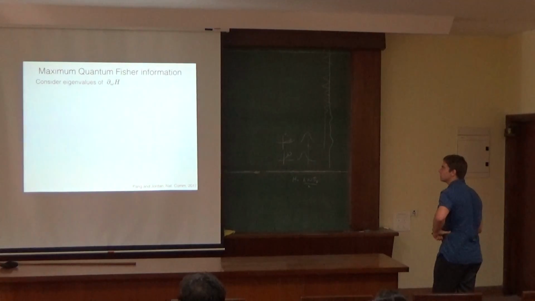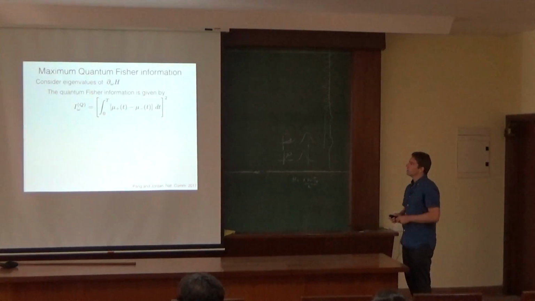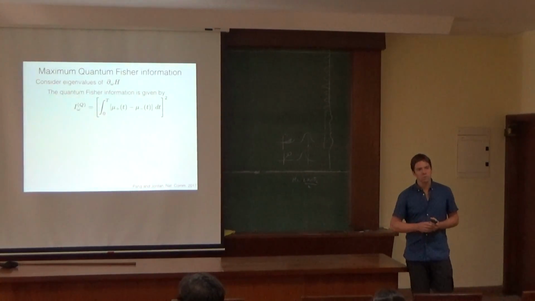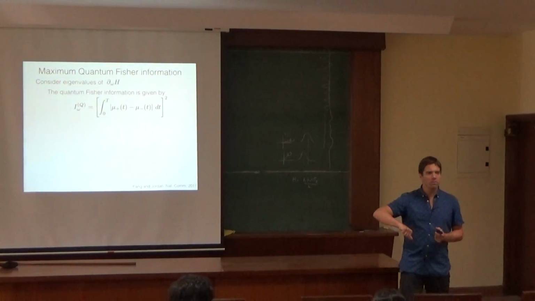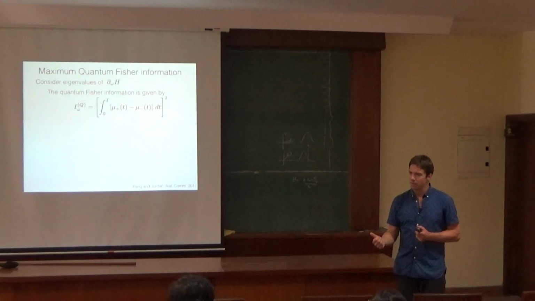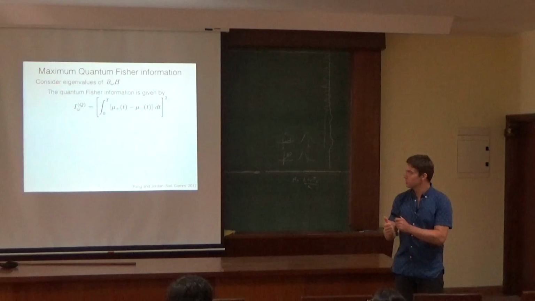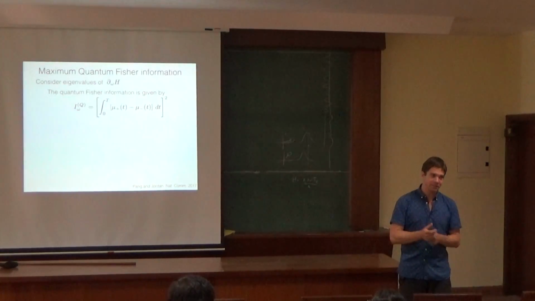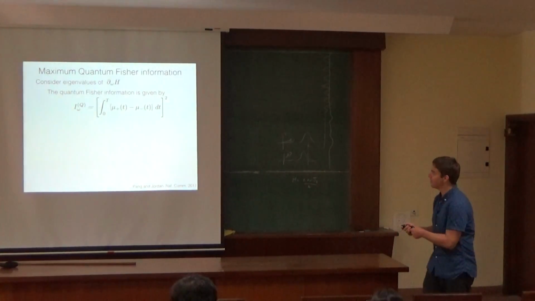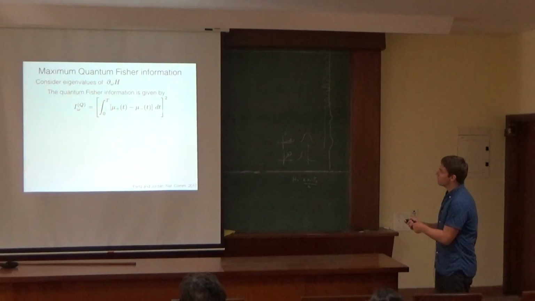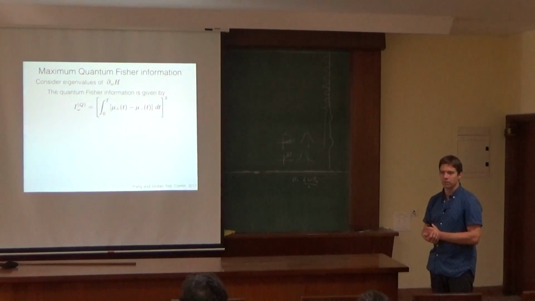And ultimately this boils down to thinking about the difference between the maximum and minimum eigenvalues of the derivative of the Hamiltonian with respect to the parameter you're interested in. So we want to consider the eigenvalues of this derivative, and the Fisher information is kind of given by the difference between the eigenvalues of the Hamiltonian.